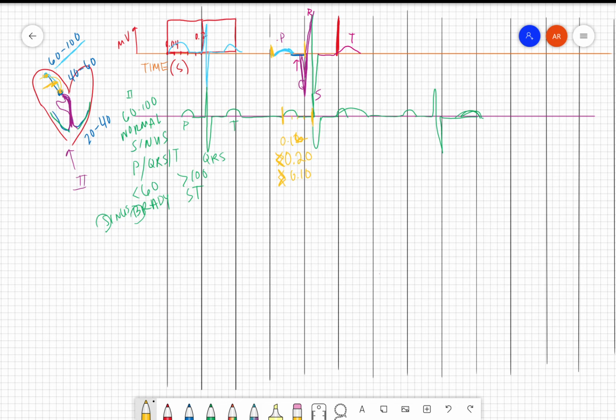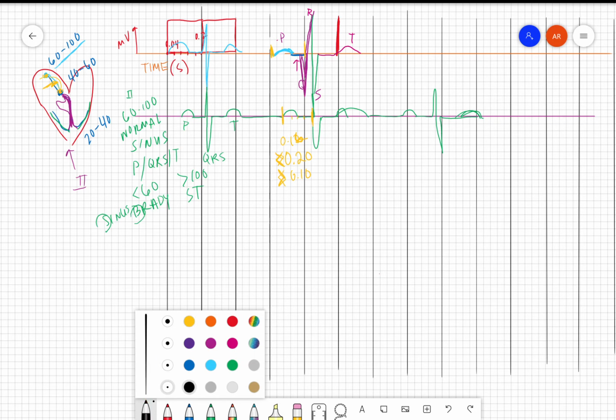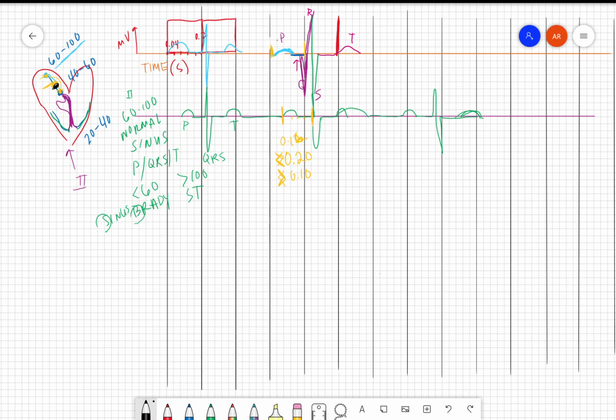So for example, we talked about normal sinus rhythm, what it looks like. We have a P, QRS, and a T for every single beat. Say for example, we have a blockage. Let me draw it in black because black seems better. If I have a blockage here in my heart, I'm not going to be getting a signal from my SA node. So what would my rhythm strip look like at that point?